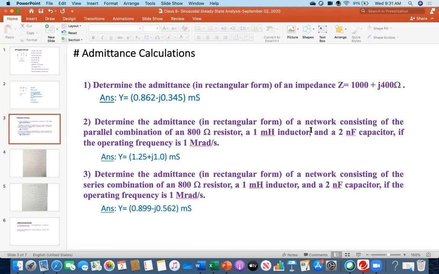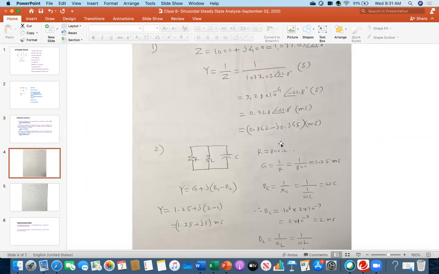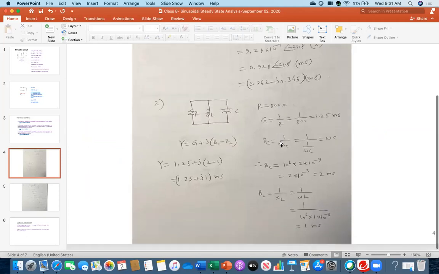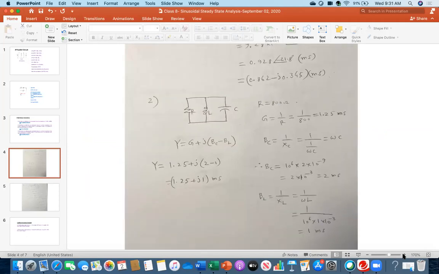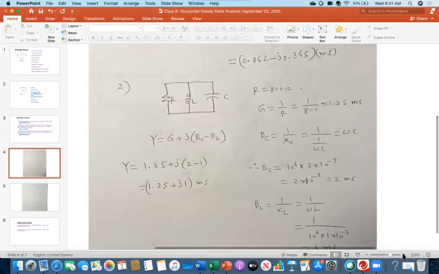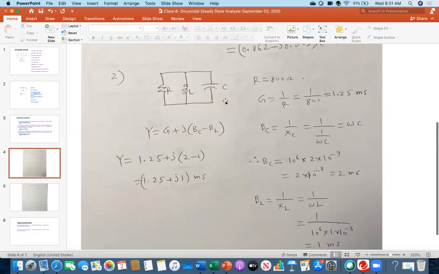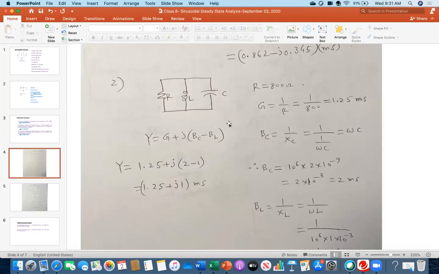So this means there is a parallel circuit that consists of an 800 ohm resistor, a 1 millihenry inductor, and a 2 nanofarad capacitor. Again, I have done this one for you. Everybody see the next one, number 2. So this is the parallel circuit, and I have to find the admittance.